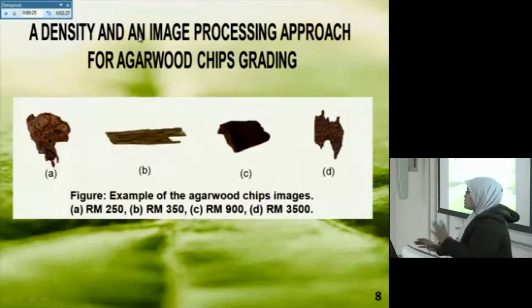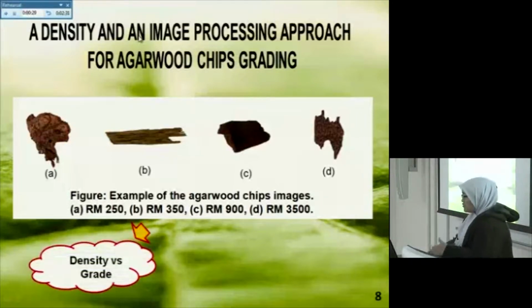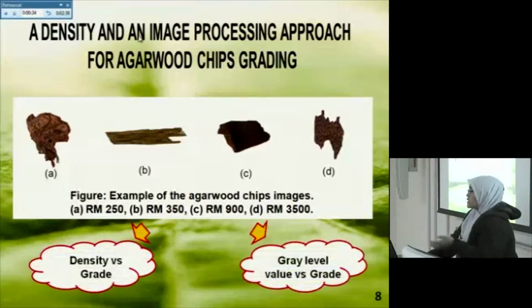So based on that, we tried to get the correlation between the density and also the gray level value, and compare with the grades that they use manually. In this study, we found that the gray level value gave a better result compared to the density. So further study has been done by another student regarding the agarwood chips grading.